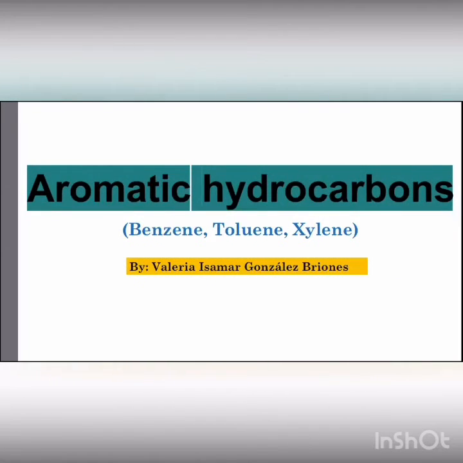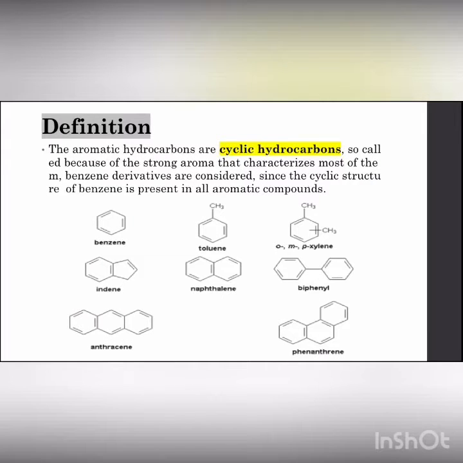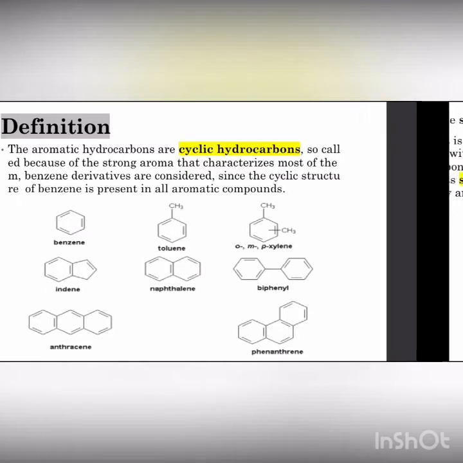Aromatic hydrocarbons: benzene, toluene, xylene. Definition: the aromatic hydrocarbons are cyclic hydrocarbons, so called because of the strong aroma that characterizes most of them. They are considered benzene derivatives, since the cyclic structure of benzene is present in all aromatic compounds.